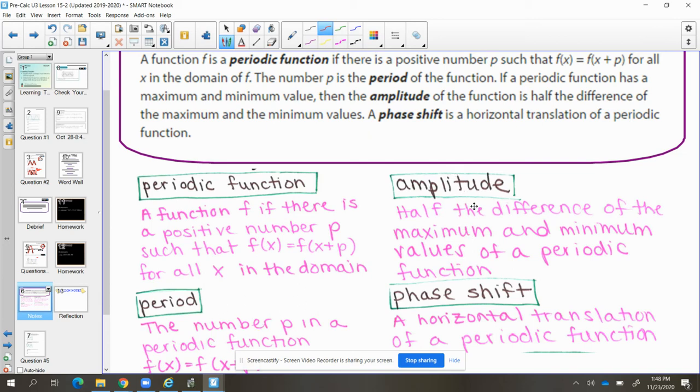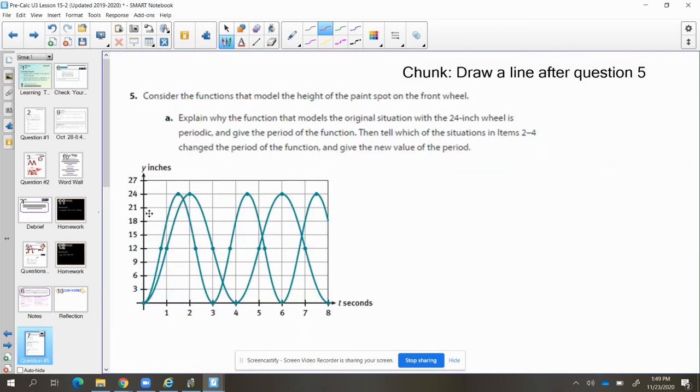The amplitude is basically looking at the distance between the max and the min divided by 2. That would be your amplitude of your function, so kind of how far off a midline of your function you're moving. And then a phase shift is just the fancy way of saying a horizontal translation of your periodic function. So each of these graphs was an example of each of these.